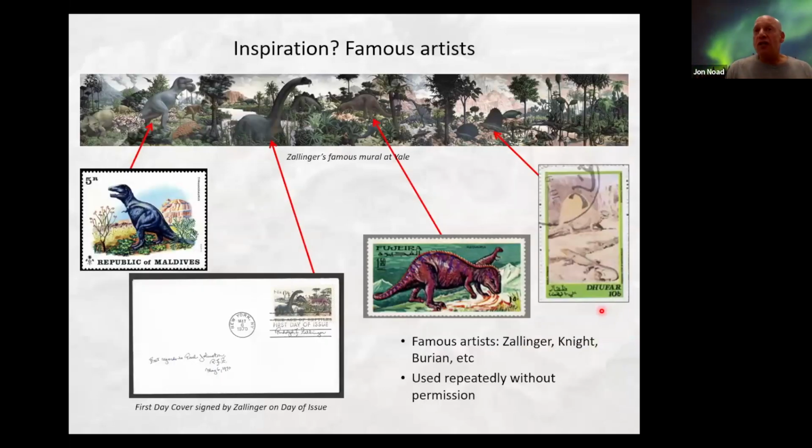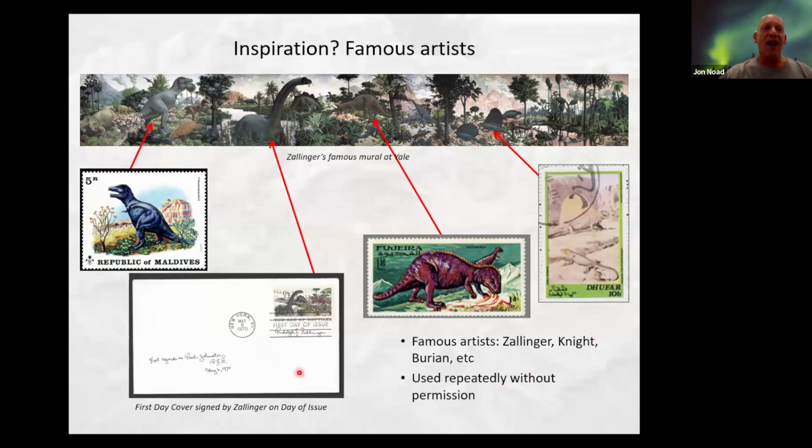We're going to look at a lot of dinosaur stamps today, and where does the inspiration come from for these stamps? A lot of the stamps have drawn from famous dinosaur artists over the last 200 years. At the top here, I've got Zallinger's famous mural at Yale. Rudolf Zallinger was an artist who painted a lot of different dinosaurs and illustrated some books. In fact, he was the guy who inspired me to become a geologist and a paleontologist, so I owe a great deal to him.